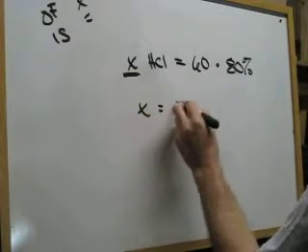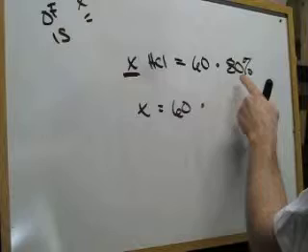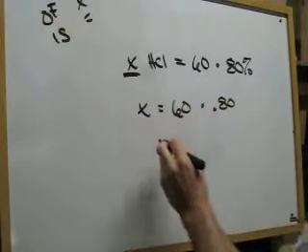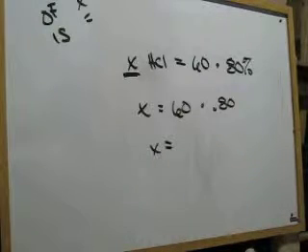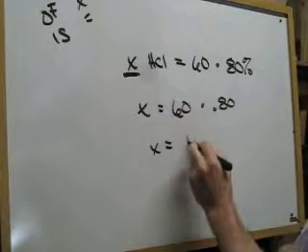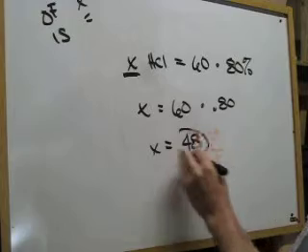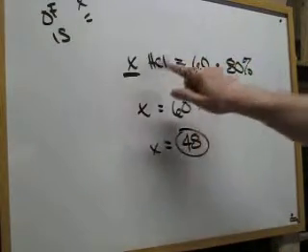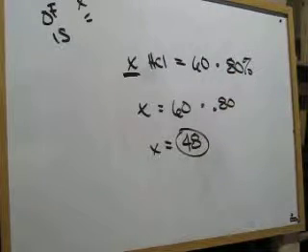So X equals 60 times, and remember we can't multiply by a percent, we have to change it to a decimal first. So X equals 60 times 0.8, which is 48. So what we're saying here is 80% of 60 is 48, and that's how much of our HCl we have.